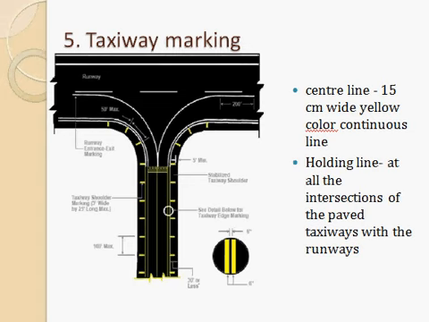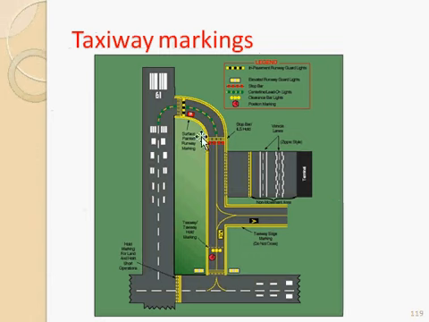Next is taxiway marking. In the case of taxiway, you will use yellow color for markings on taxiway. The center line will be marked with 15 centimeter wide yellow continuous line. That will indicate our center line marking. Then holding line will be provided like this at the intersection of the runways and taxiways. So it is taxiway marking. You can see here you have yellow marking like this, and like this you will have yellow center line marking.